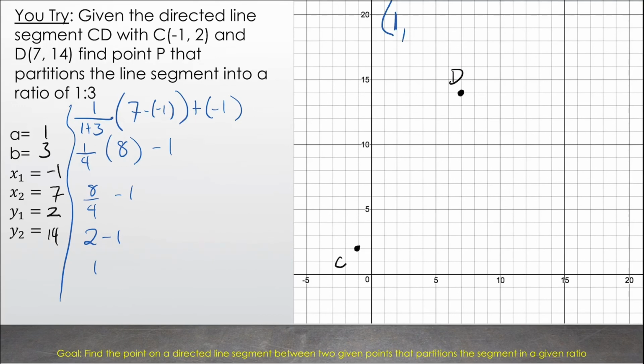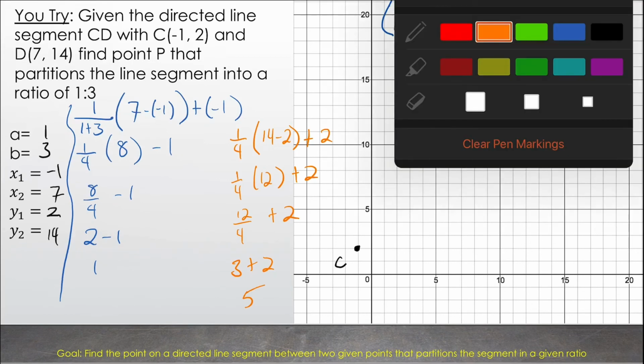My next one I get is 1/4, y sub 2 minus y sub 1, 14 minus 2, plus y sub 1. We get 1/4, 12 plus 2, 12/4 plus 2. 12 divided by 4 is 3. We get 5. Okay.